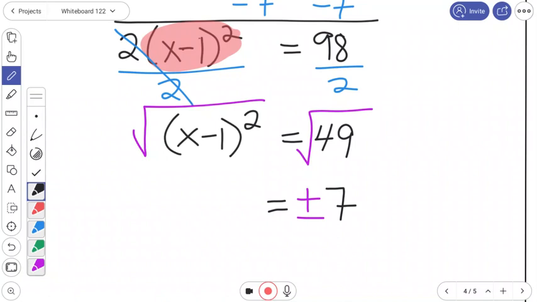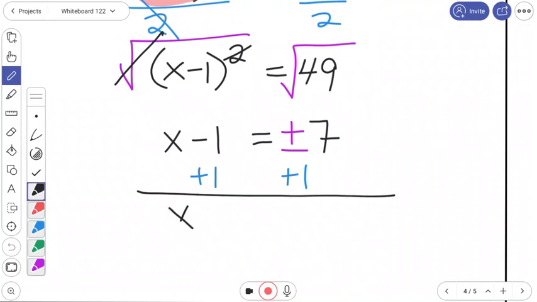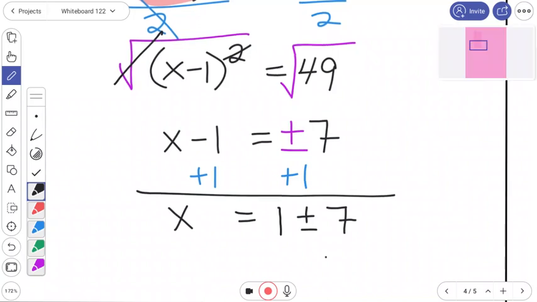On the left side of our equation, square root and squared cancel each other out. They are inverses, so we have x minus 1. I'm almost finished, but I still don't have x by itself. So let's add 1 to both sides of our equation. And that gives us x equals. Now, I'm going to go ahead and write the number 1 first. What am I going to do with this 1? I'm going to both add and subtract the number 7.